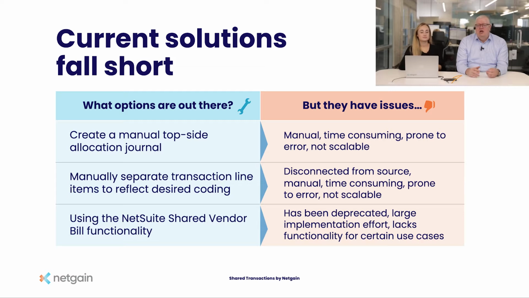It's not scalable, and many times it's also not detailed enough if you need this to be right at the individual transaction. The second thing is you can split the transaction into a multitude of lines.